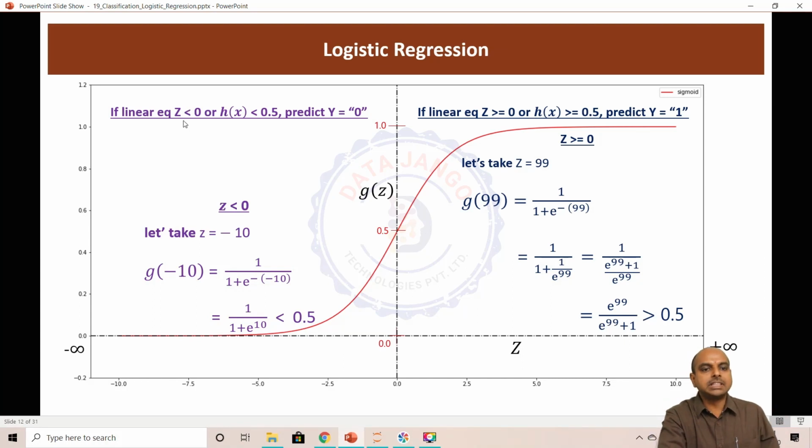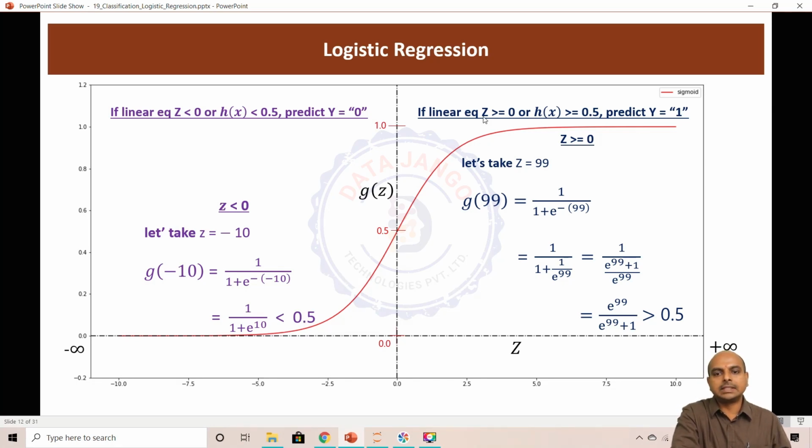Suppose that your z value is less than 0. What is the z value? The linear combination of inputs: theta 0 plus theta 1 x1 plus and so on up to theta n xn. The linear combination of your inputs is less than 0. Suppose you take it as minus 10. When you substitute that value into your logistic regression function, it is 1 by 1 plus e power minus of minus 10, which is going to be plus 10. 1 by 1 plus e power 10 is going to be less than 0.5, because e is 2.37 some number, and to the power of 10 it is going to be a big number. 1 by a big number is always less than 0.5.